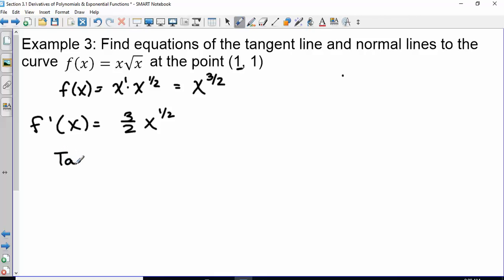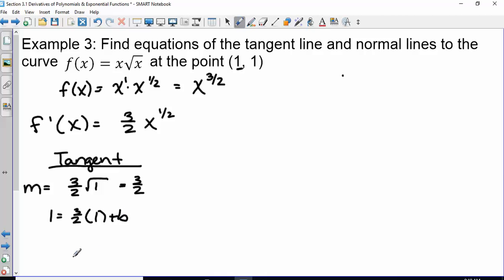We're talking about at the point 1, 1. So let's do the tangent line first. So your slope would be 3/2 times this x to the 1/2, that just means the square root of x. So 3/2 times the square root of 1 is just 3/2. So now we have a point, and we have a slope. So now we can plug into y equals mx plus b. So y is 1, and this 3/2, or x is 1, plus b.